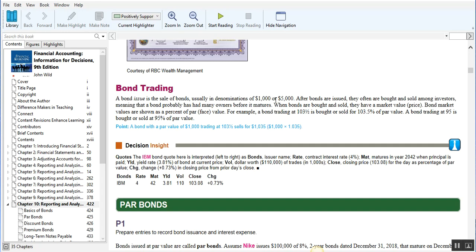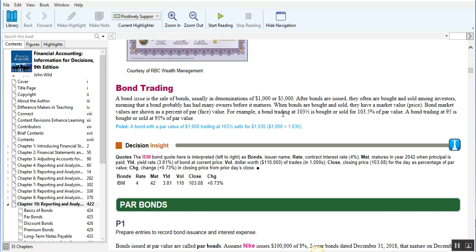Bonds are also traded in the stock market or other financial markets after the initial issue. There may be different denominations of bonds, like they say here, 1,000 or 5,000. But after they're issued, there may be some people who don't want to wait 20 years to get their money out of it, and they go ahead and sell their bonds, and somebody else wants the investment, so they purchase it from them.